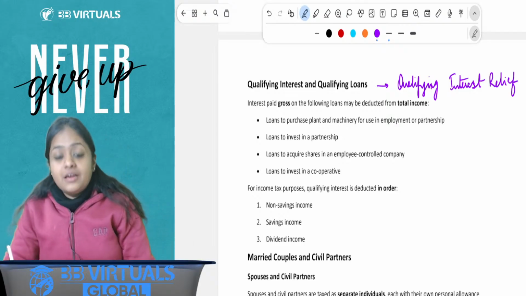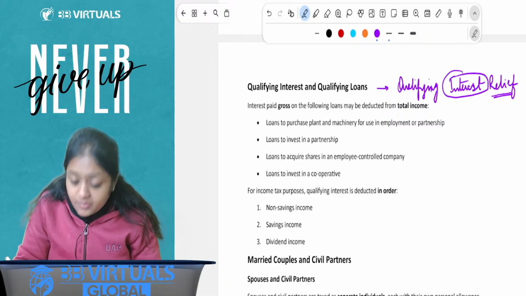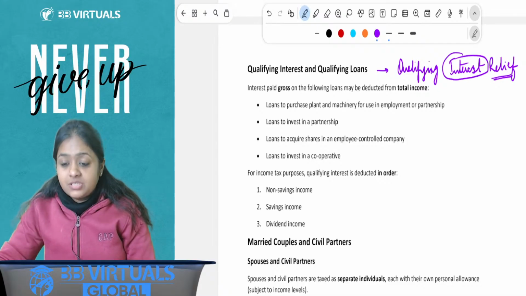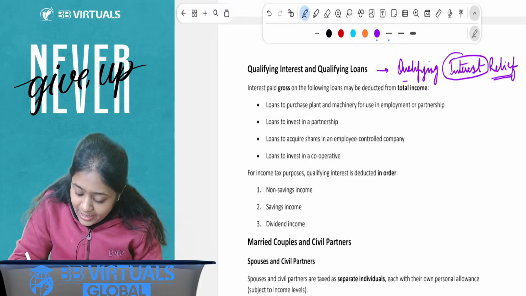Okay. It is a relief given on what? On the interest amount. Let's go reverse reading. It's a relief given on the interest amount. Interest amount of what? Of a qualifying loan.